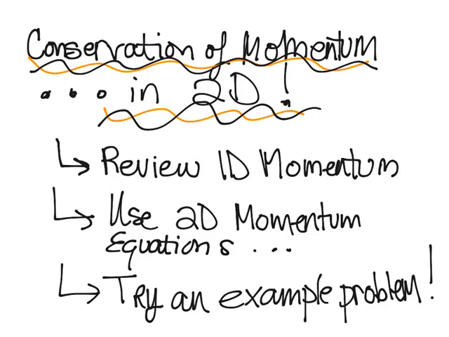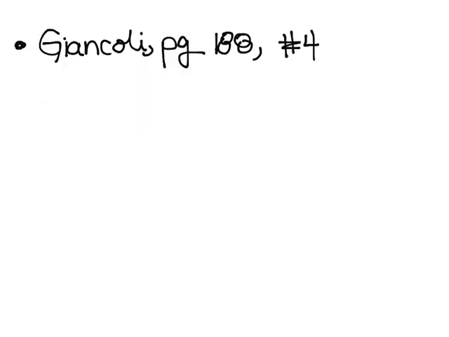Okay, so in this video, first I'm going to have you remember how to do 1D momentum problems. I think in general, most of you guys need a little more practice with that. Then I'm going to show you how to use the 2D momentum equations, and then you're going to try an example from your packet. Okay, so the first thing we're going to do is you should get out your textbook, and I want you to turn to page 188 and read through problem 4. Okay, spend a couple minutes, try to do it by yourself, and then check back for the solution.